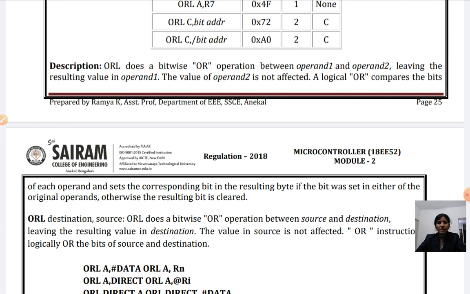In the next class we will discuss the other logical operations, XOR and XNOR, in the 8051 instruction set.